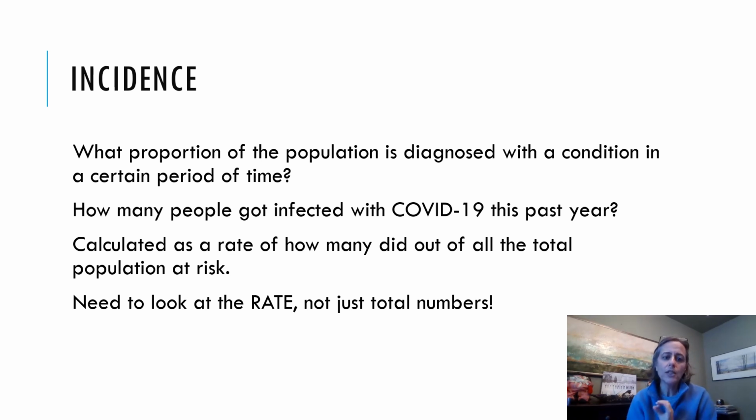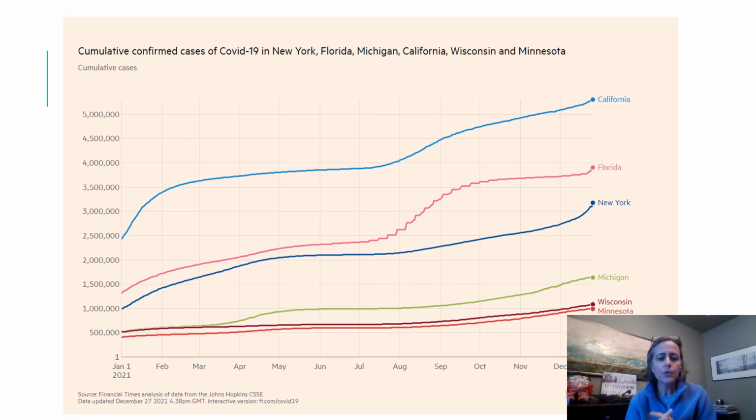And so what we're going to want to do is look at this as a rate, like how many people got diagnosed out of how many people are there total, not just the overall numbers of how many people got infected. And let me show you why. So this is a graph actually from last year, but it was pretty, so I kept it. And so what we can see here is cumulative confirmed case numbers of COVID-19 infection in different states. And you take a look at this and we've got, let's see, here's my laser pointer. So we've got California way up here, over 5 million, right? Wisconsin down here, around 1 million.